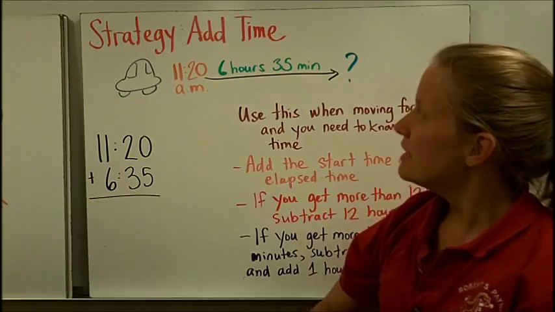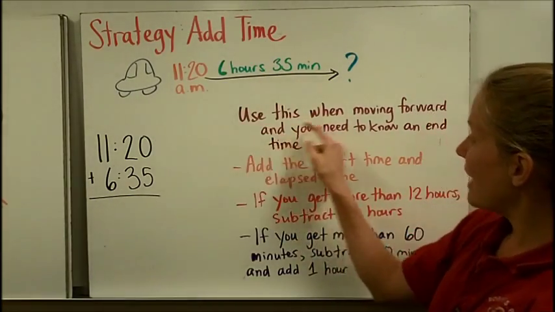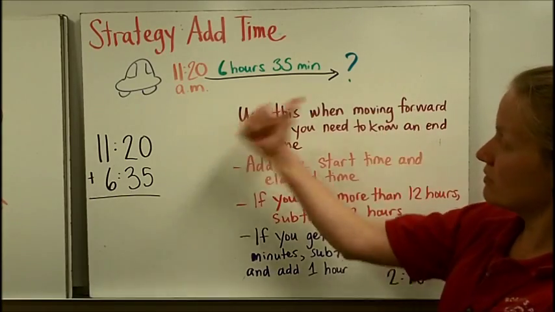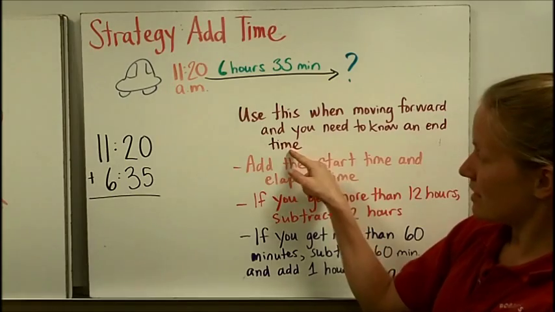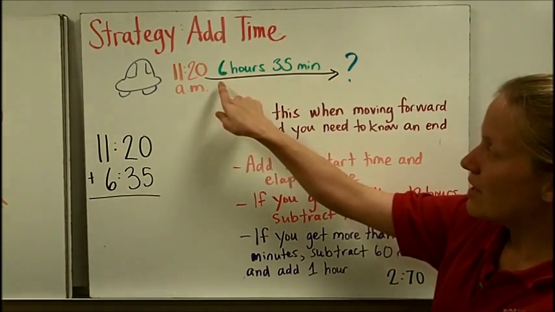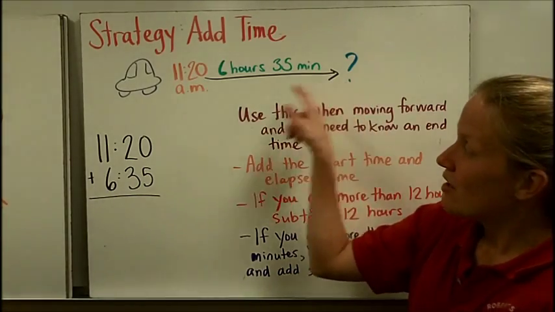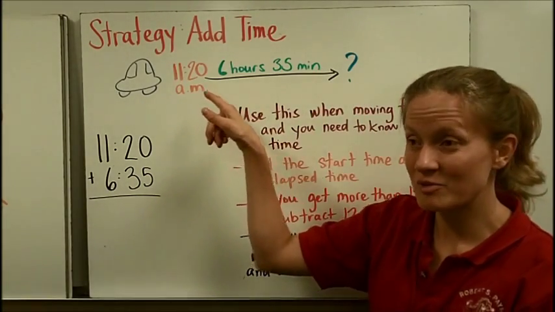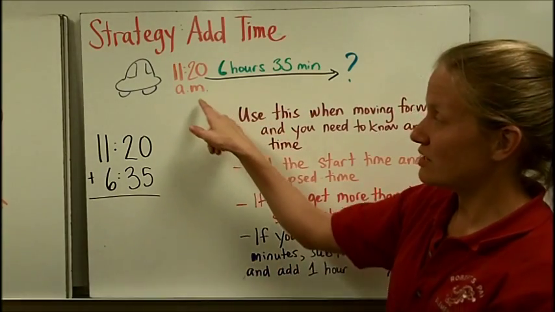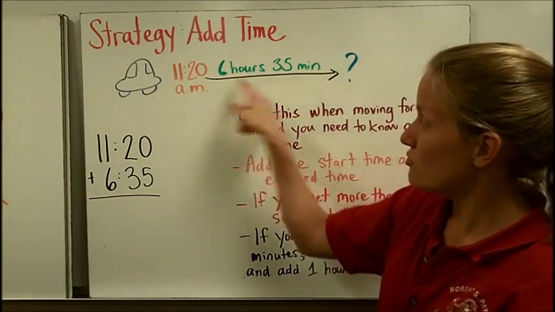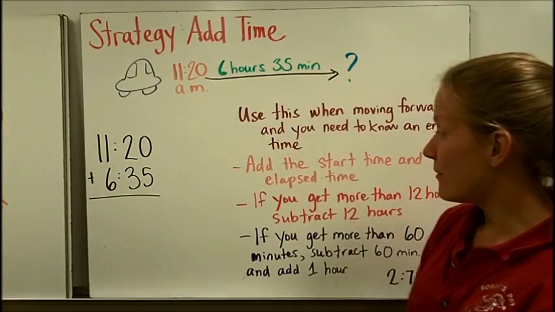One last strategy is that we can add time. The last three have been subtracting. We can add time when we're moving forward, going this way on the timeline, and you need to know an end time. So when you're given a start time and you're given an elapsed time and need to know an end time. Remember, this is the story where you are going to your grandma's house and you're trying to be there in time for dinner. You left at 11:20. Google Maps said it's going to take you this long, and you want to know what time you're going to get there.